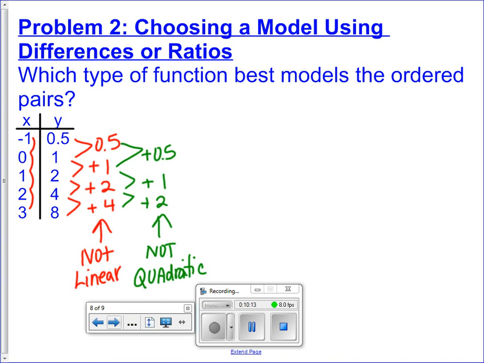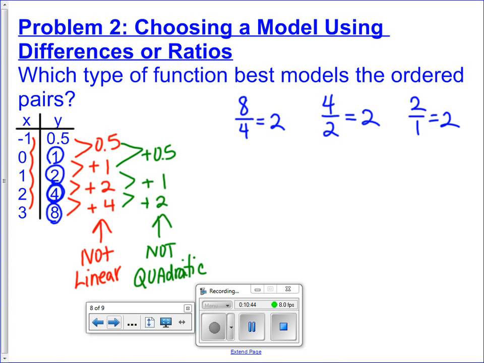I'm going to go back and look at my y values again, and I see I have an 8 and a 4. 8 divided by 4 is 2. Let's compare the next set. I have 4 and 2. 4 divided by 2 is 2. Let's compare 2 and 1. 2 over 1 is equal to 2. And the last pair, 1 divided by 0.5, that's also equal to 2.